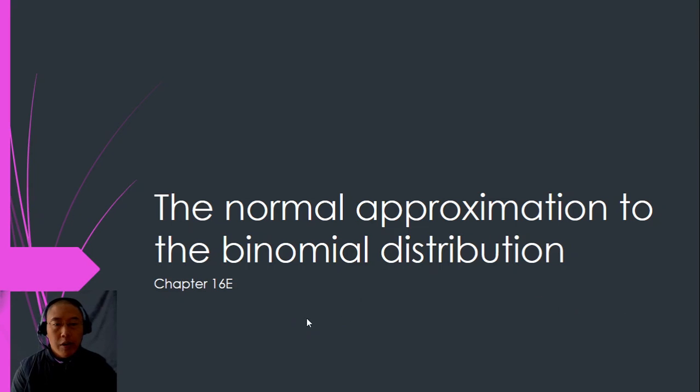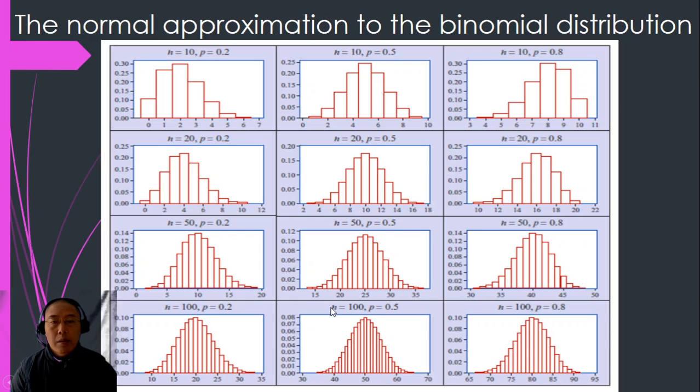Hi everyone. This is the last exercise for chapter 16 on the normal distribution. It's the normal approximation of the binomial distribution. So let's look at when you start with just various distributions. Here you have a pattern, starting with the binomial. n will be your number of trials and p will be your probability of success.